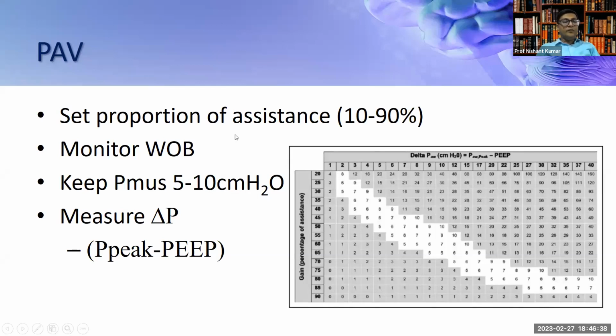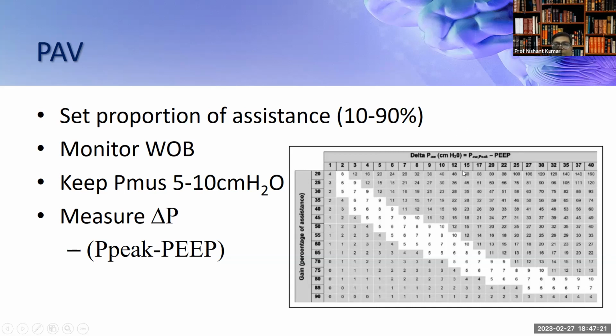So what we do is we set the proportion of assistance to 10 to 90%. We monitor work of breathing and keep muscle pressure at 5 to 10 centimeters of water, and measure the delta P, that is P peak minus PEEP. Based on this table, we see the delta P, that is P peak minus PEEP, or the driving pressure. The idea is to keep the P muscle between 5 to 10 so as to decrease the work of breathing by the patient. This is the minimum work of breathing. So our idea is to target this particular wide band.